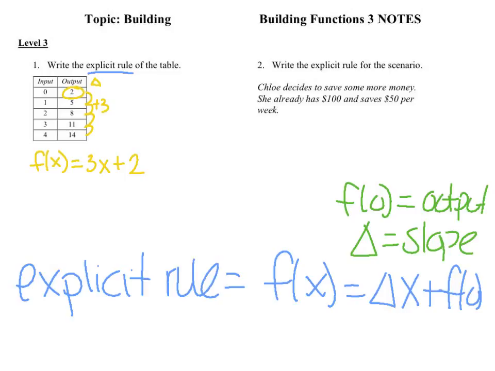Next, we need to write the explicit rule for the scenario. Chloe decides to save some more money. She already has $100 and has to save $50 per week. So we start at 100. That would be our f of 0. And then $50 per week would be our slope. So my function is going to be f of x equals 50x plus 100.